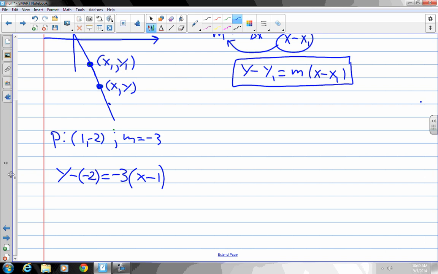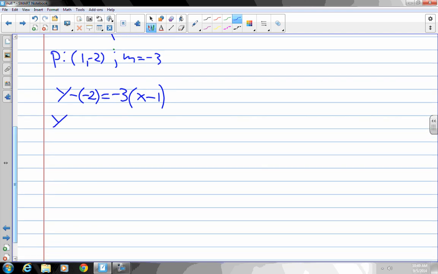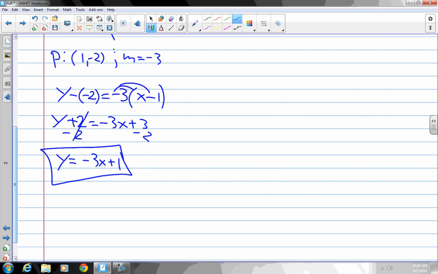And then I'm just going to simplify this. Negative, negative gives me positive. Distribute -3, it makes it -3x plus 3. Subtract 2 from both sides. y equals -3x plus 1. Right? Same answer as before. I like it better this way.